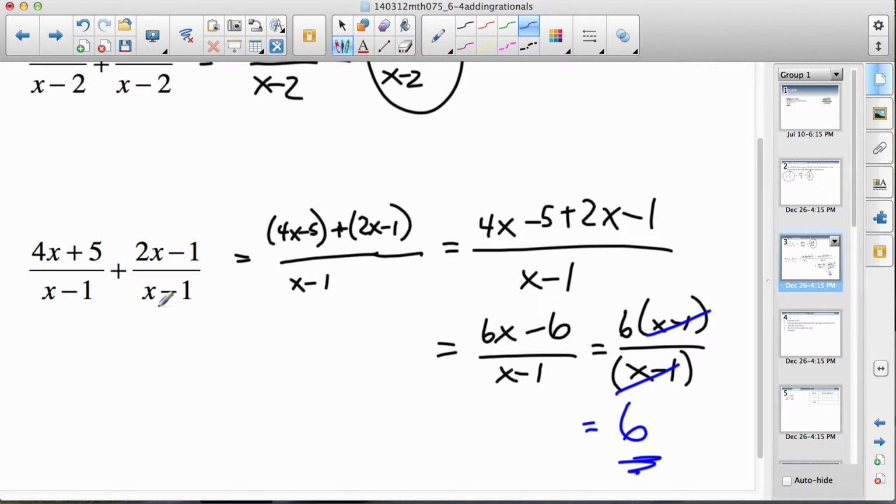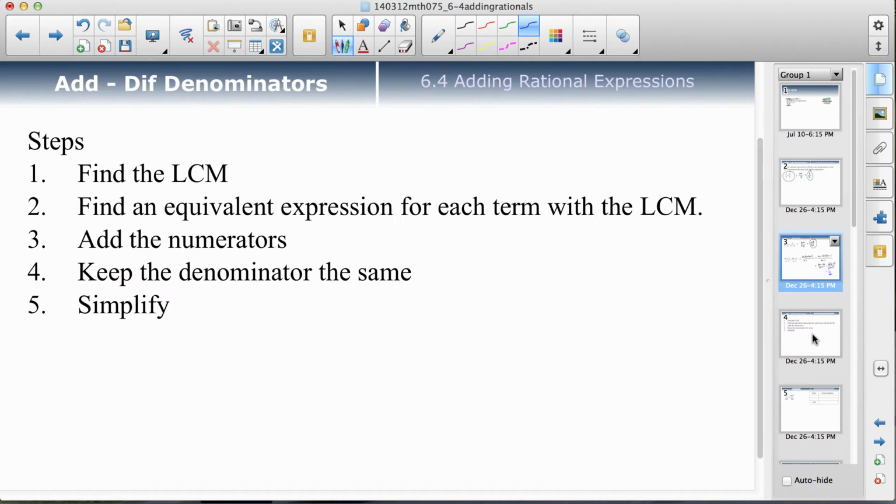Now that is if the denominators are the same. If the denominators are not the same, then I've got to go through a little bit of a process. And it's probably just this number right there that you have to worry about. So if the denominators are different, you have to find the lowest common multiple, adjust each expression or each term so that it coincides with the lowest common multiple. Then add the numerators, keep the denominator the same, and simplify if at all possible.